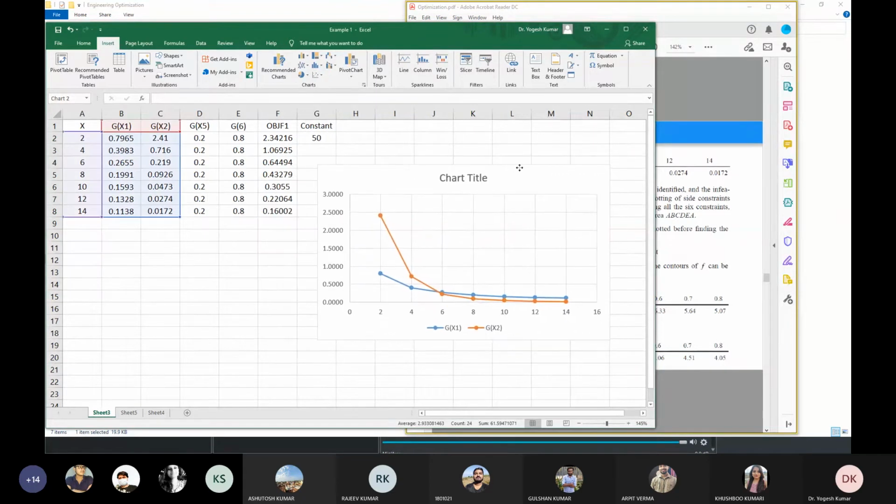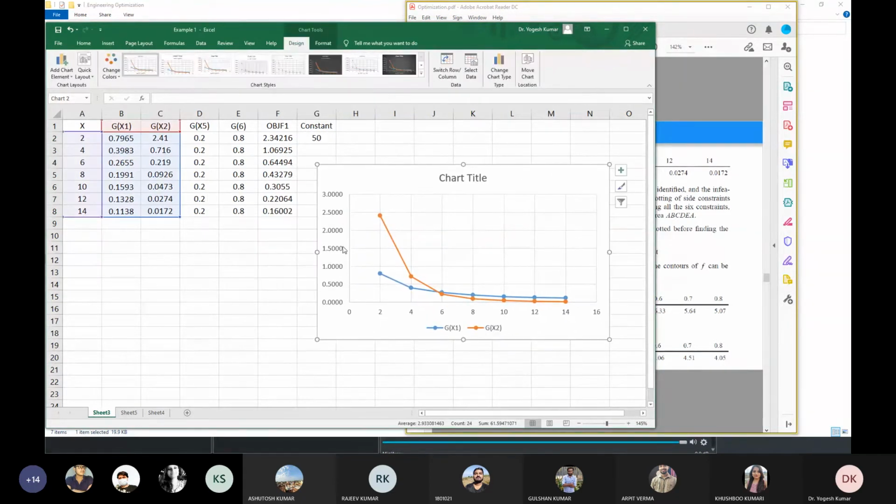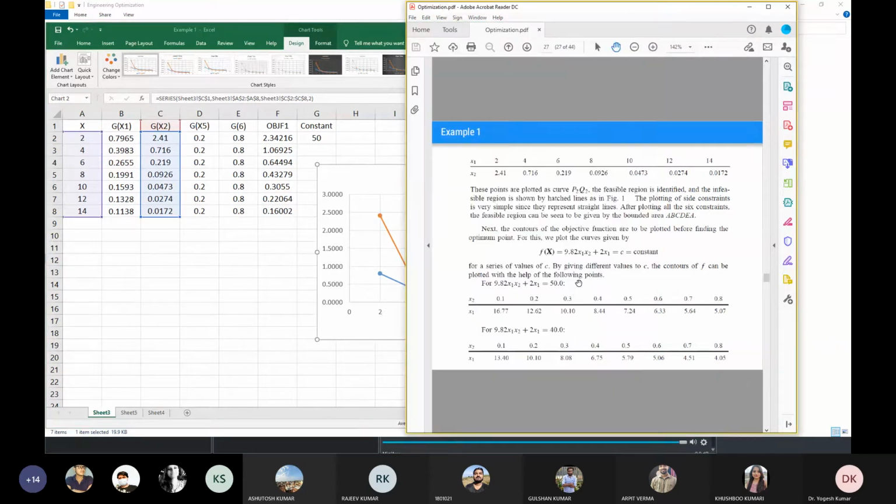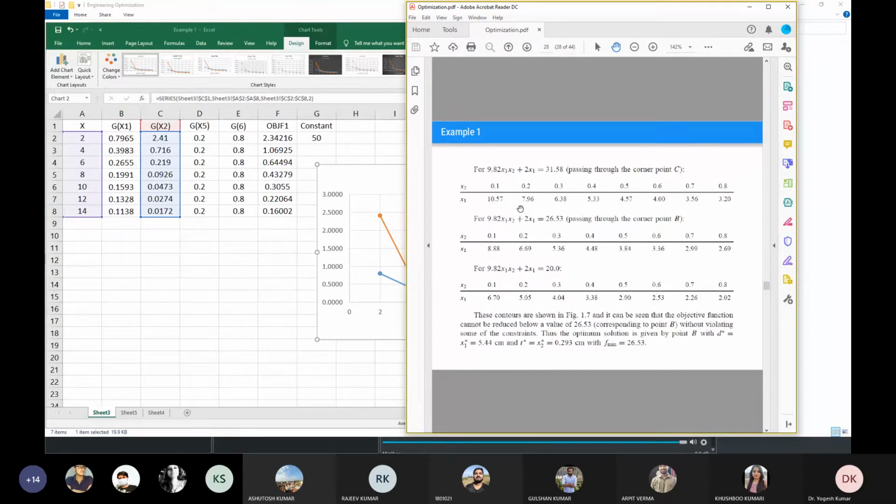Choose this option. This way also you can draw the plots. Okay, so here we can see this sky blue line is corresponding to your G1 x, and then this another curve is corresponding to your G2 x. So this way we can plot.